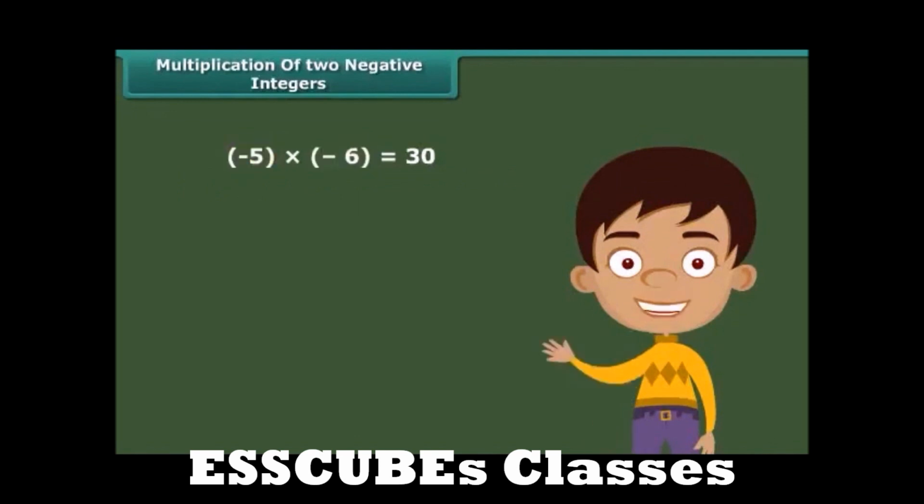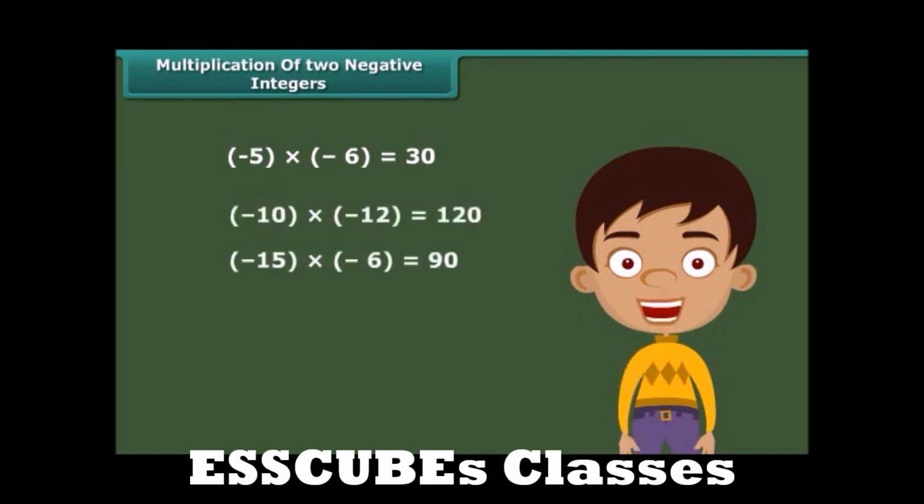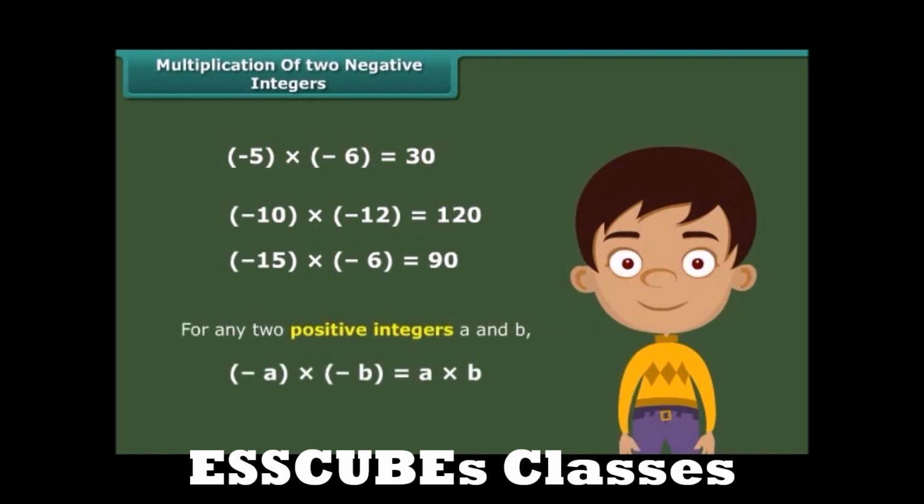The product of two negative integers is a positive integer. We multiply the two negative integers as whole numbers. In general, for any two positive integers a and b, minus a into minus b is equal to a into b.